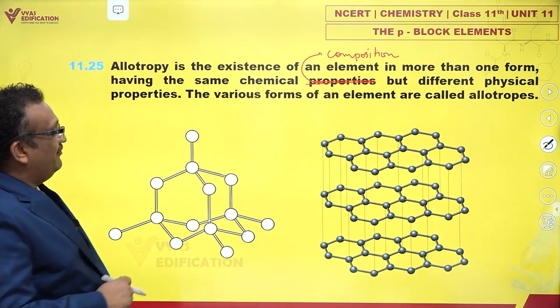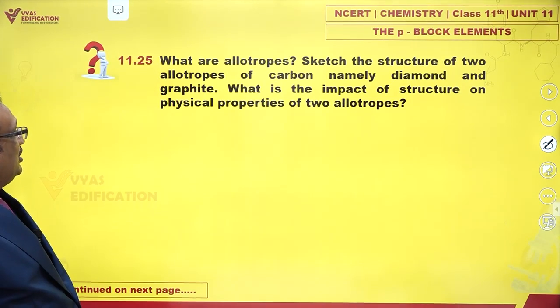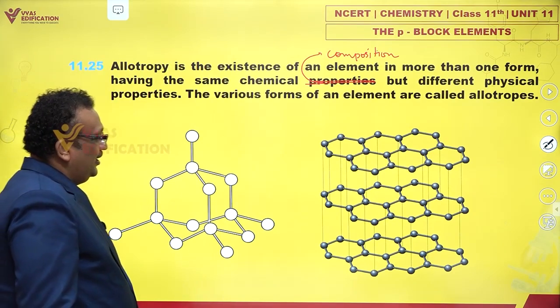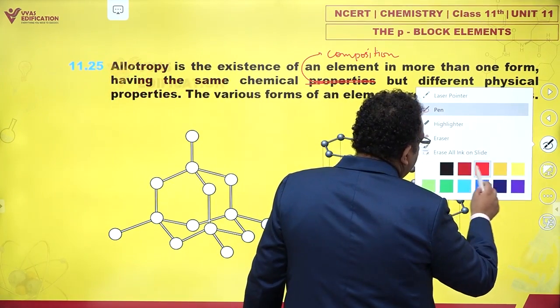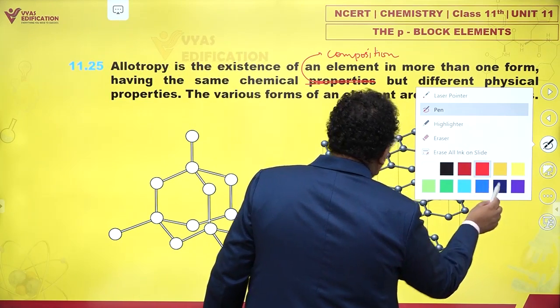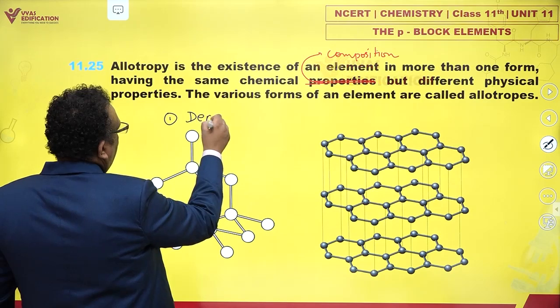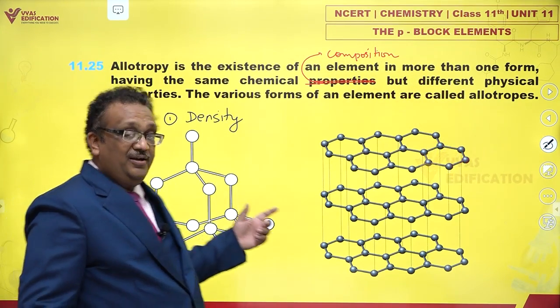So, can we compare their properties? Yes. What is the impact of structure on physical properties of two allotropes? That's very easy. I'll just write down few physical properties which you can compare with great ease. First of all, density. Which is more dense, diamond or graphite?